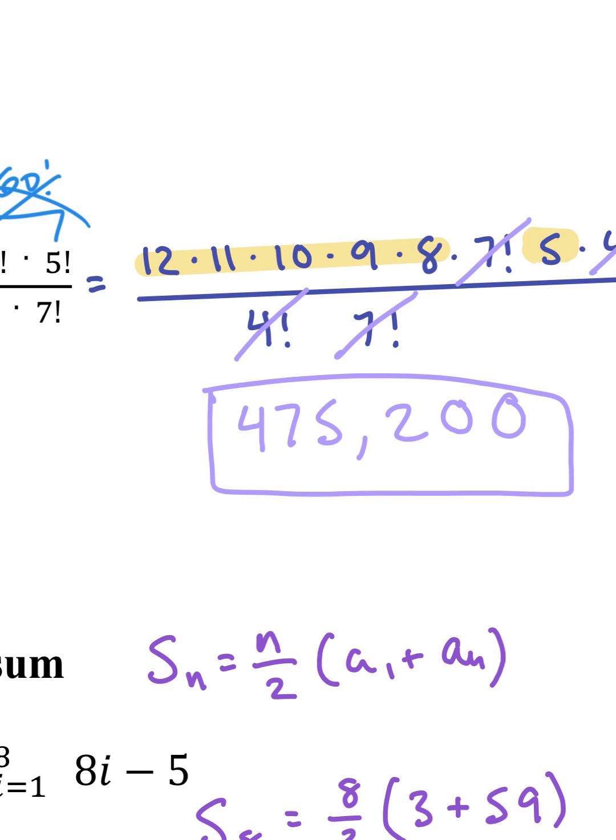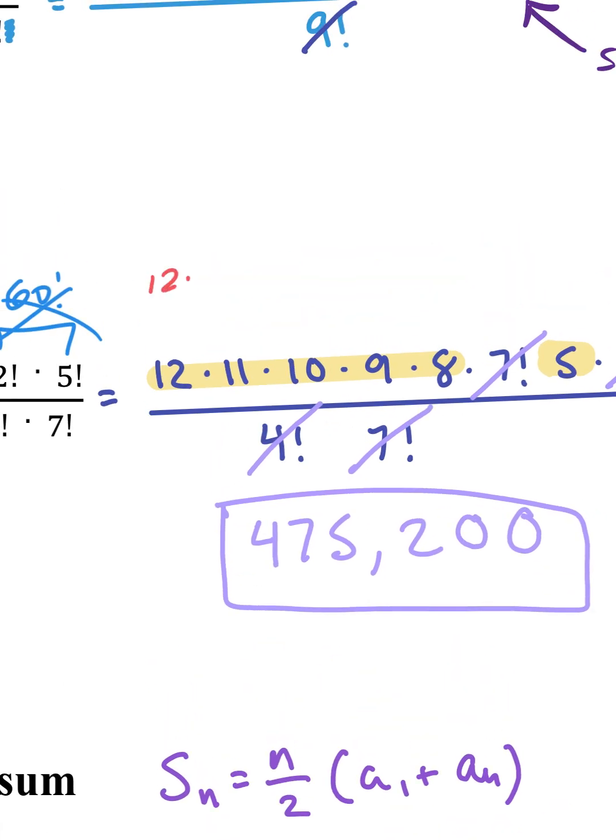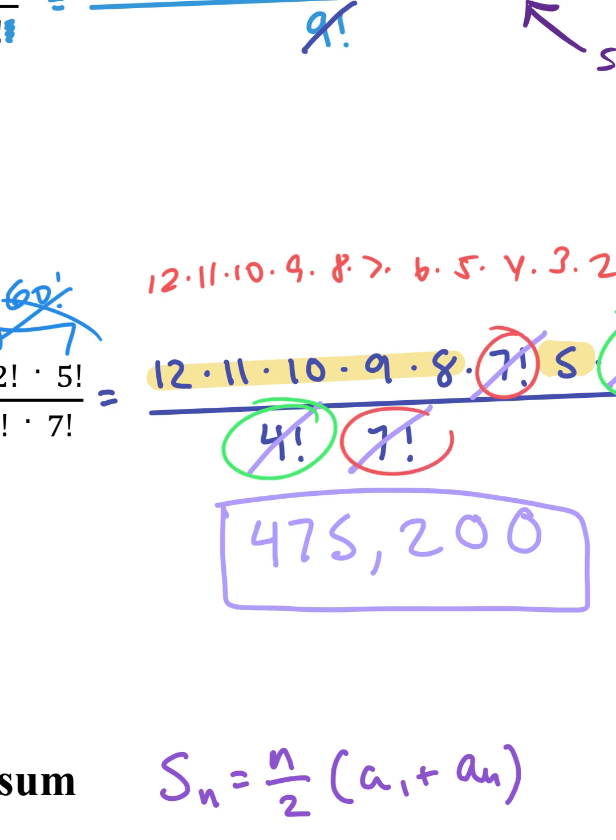If you want to write out every single thing, you want 12 times 11 times 10, 9, 8, 7, 6, 5, 4, 3, 2. And then you want to do 5, 4, 3, 2. And then on the bottom, write out the whole thing and cross out. That's fine. We stopped here at 4 factorial because we knew it was going to repeat, top and bottom. We stopped here at 7 factorial because we knew it was going to repeat, top and bottom. You just cross it out. You need to write that probably. I need to see this.